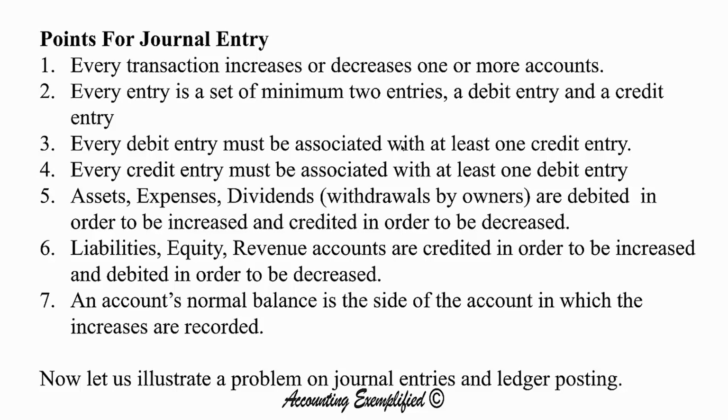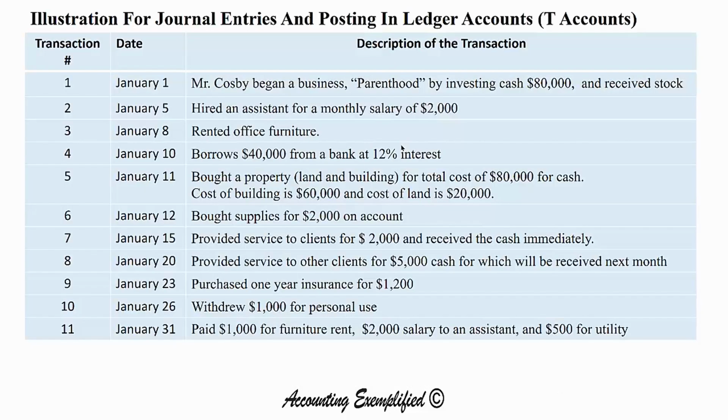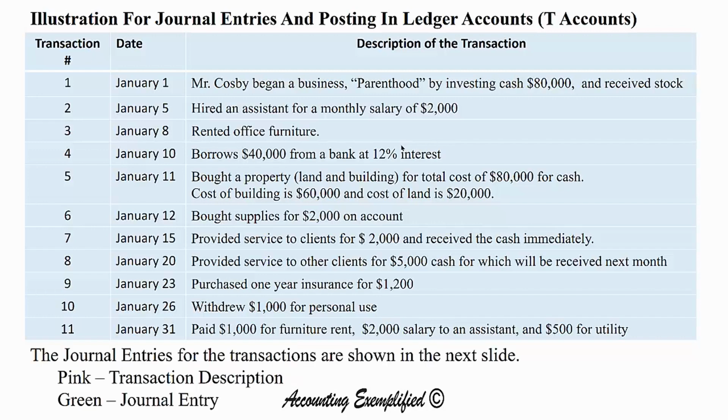Now, let us illustrate a problem on journal entries. Now, here is the problem. The transaction numbers are given and the dates of transaction are given, and there is also a description of each transaction. Now, in the next box, we will see the journal entries. The ones in the pink boxes are the descriptions of the transactions, and the entries in the green boxes are the journal entry pertaining to that particular transaction.